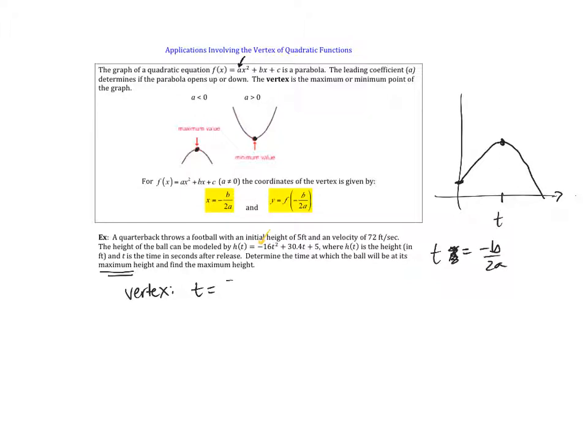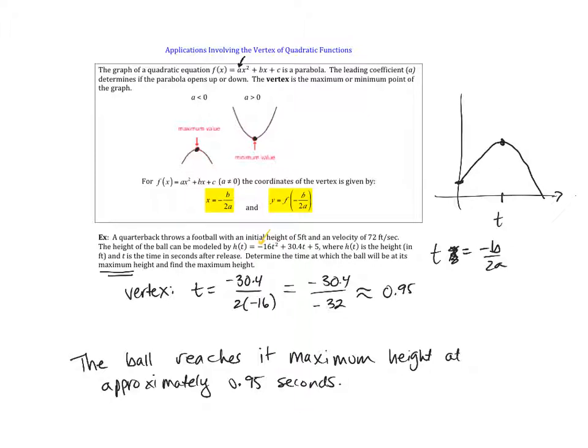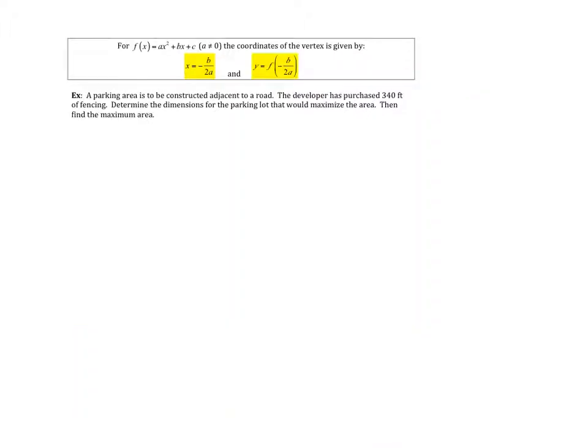Negative b, so negative 30.4, over 2 times a, which is negative 16. So we get negative 30.4 over negative 32, which is about 0.95. So the time at which the ball is at its maximum height is almost 1 second. And since it's an application, we always want to write that out as a complete sentence, including our units.